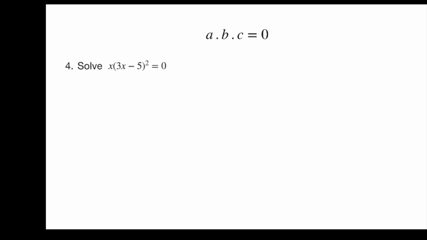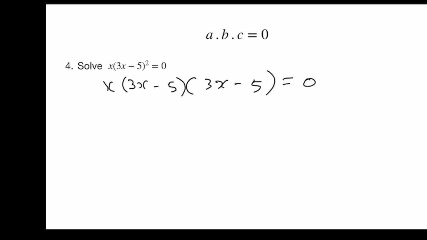Here's another example. Here we have x, which is multiplied by 3x minus 5 all squared. 3x minus 5 squared means 3x minus 5 multiplied by 3x minus 5. So you need to open the two brackets so that you don't make a mistake. So that is what it means.